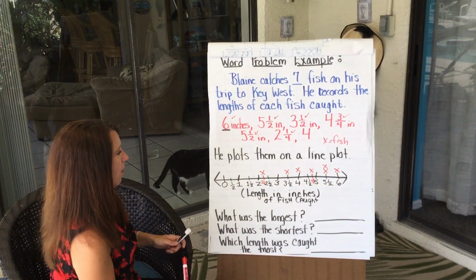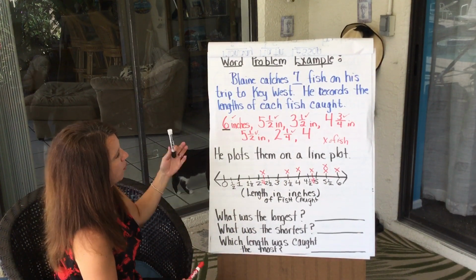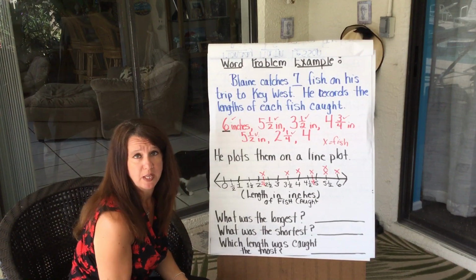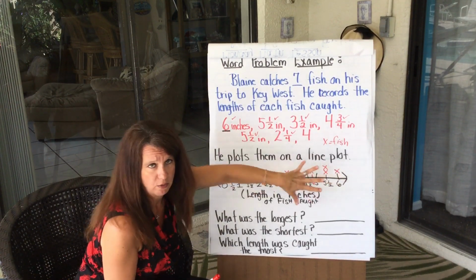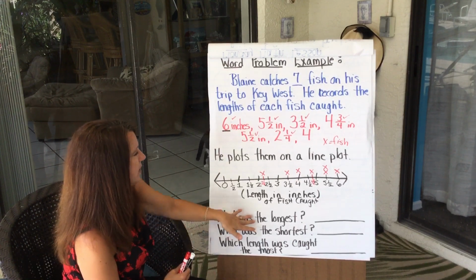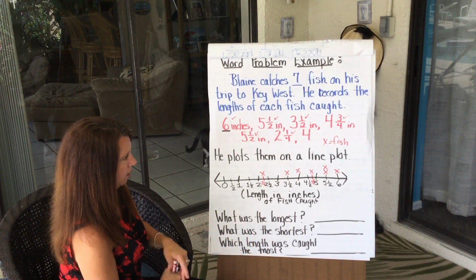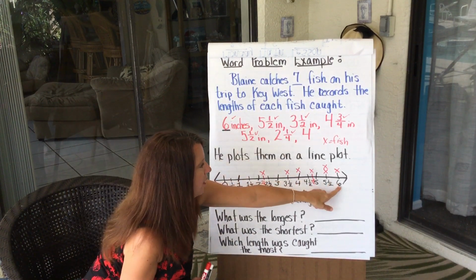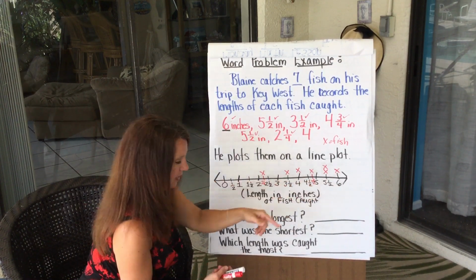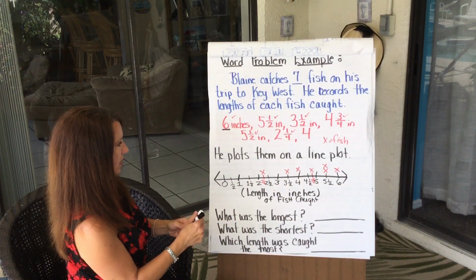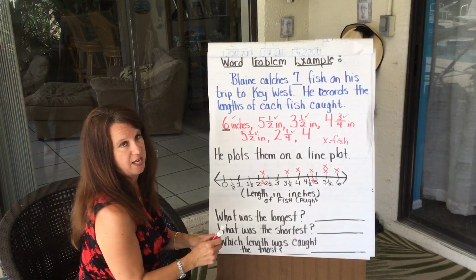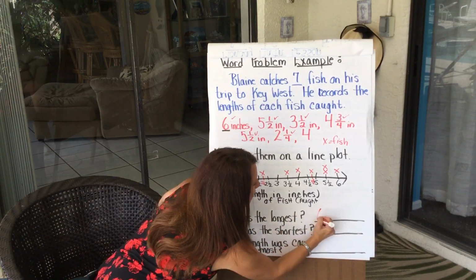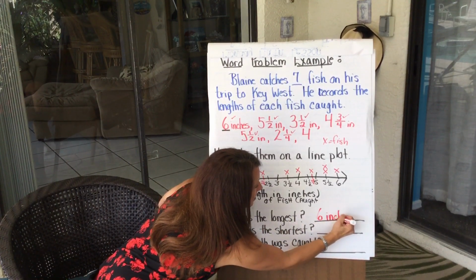Very good. All right, so then when you have a line plot, there'll be questions sometimes that you have to answer after you've plotted your marks. So what was the longest fish? The longest fish, we're going to look at the longest length, remember it's in inches, was 6. So this was 6 inches. Those aren't very big fish. Maybe we should have done it in feet. 6 inches.